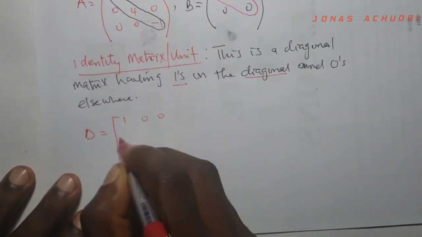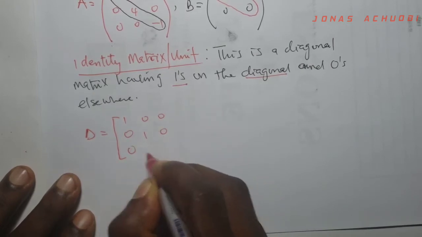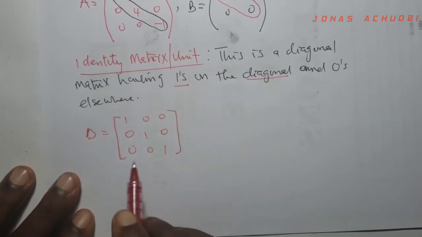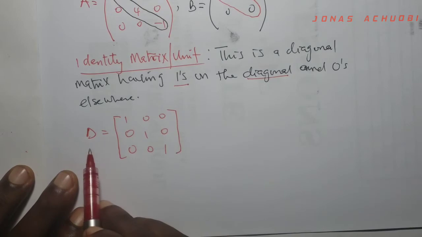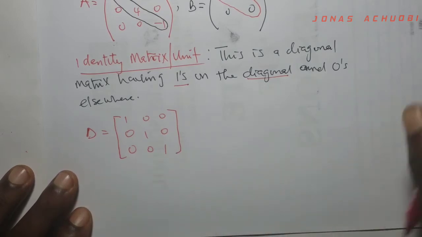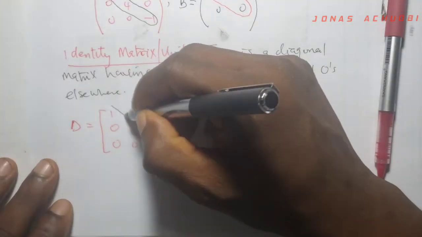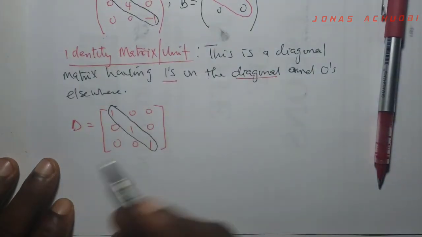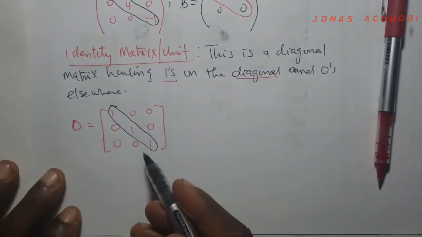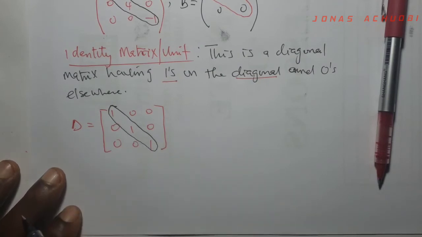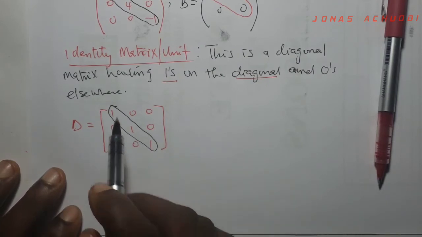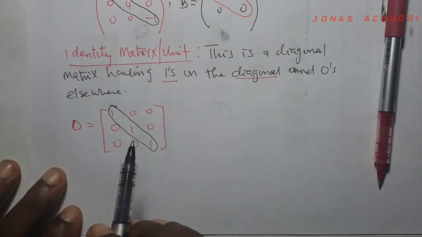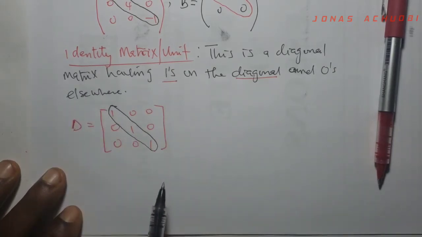For instance, if we have a matrix, say matrix D, a 3 by 3 square matrix, we have entries 1, 0, 0, 0, 1, 0, 0, 0, 1. Question: is this matrix D a diagonal matrix? The answer is yes, it is, because the diagonal entries are all not zeros and other entries are zeros. So this matrix is a diagonal matrix. Now the next question: is this matrix also a unit matrix, or what we call an identity matrix? The answer again is yes.